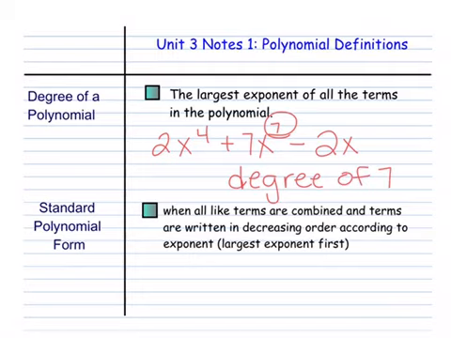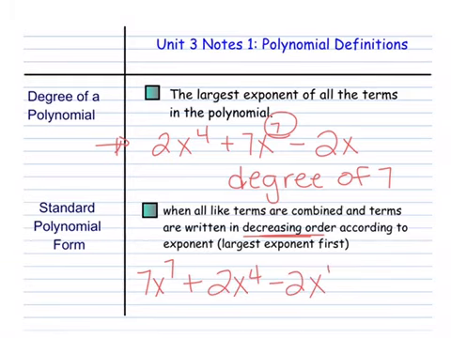In order to go ahead and find those degrees, usually I ask that you put them in standard polynomial form, which is when all the terms are combined, all like terms are combined, and terms are written in decreasing order according to the exponent. So we write the largest exponent first, and then we decrease from there. So if I was going to rewrite this polynomial in standard form, I would do the largest exponent first. So I'd have 7x to the 7th, and then I would decrease from there. So the 4 would be next, and then the x. Remember, this has a power of 1. If there's nothing there, it's an imaginary power of 1.